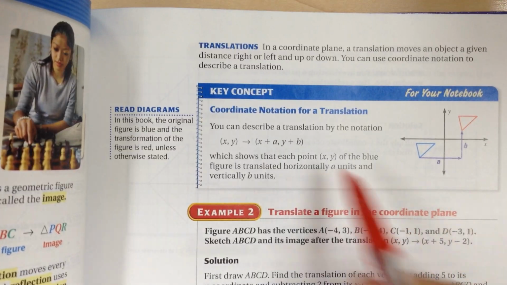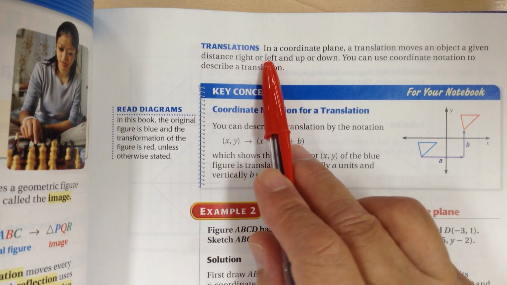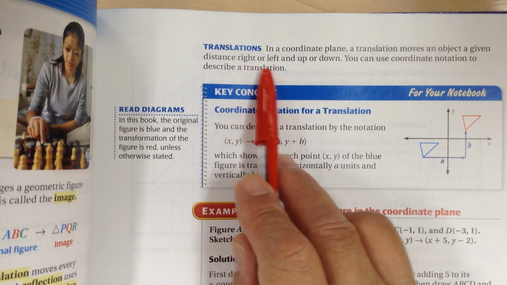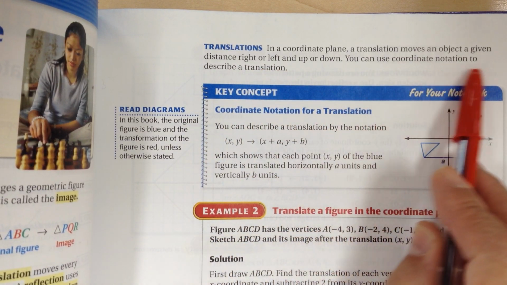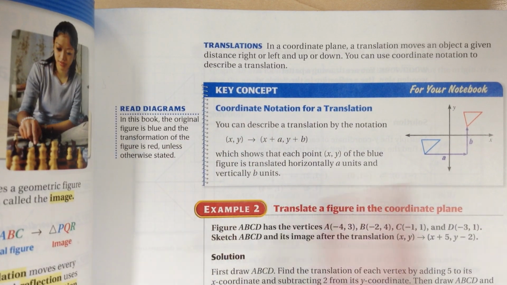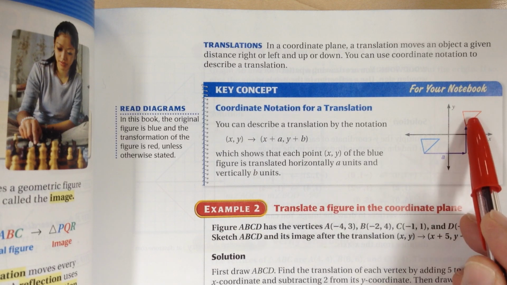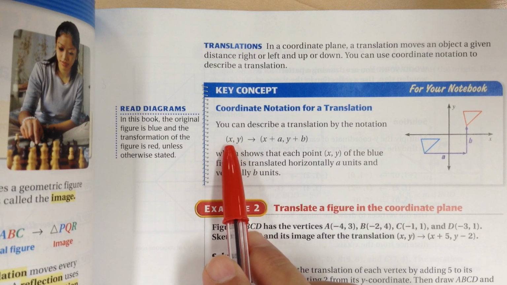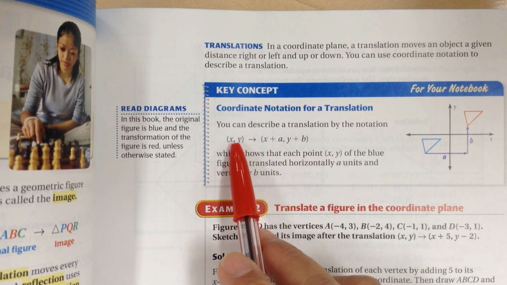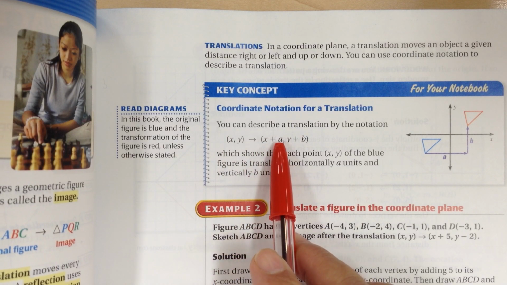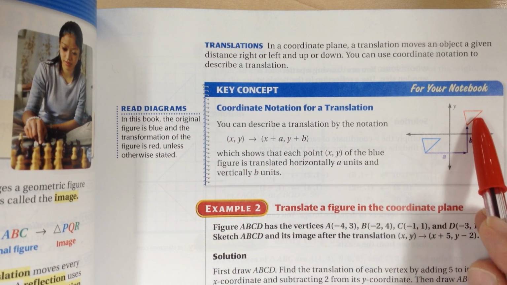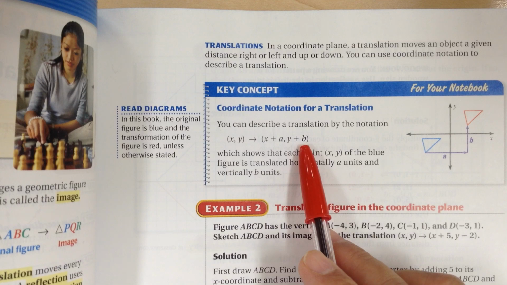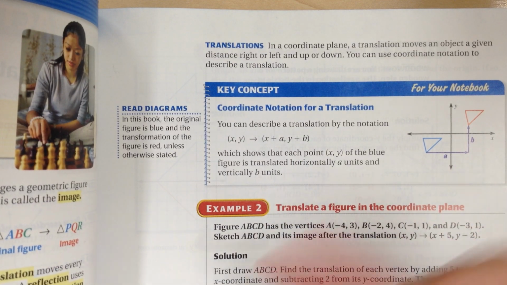So let's go to page 273. Translation. In a coordinate plane, a translation moves an object a given distance right or left and up or down. You can use a coordinate notation to describe a translation. Notice you slide over and up. When you slide over, you change the x, so x becomes x plus a. This tells you that you move to the right by the a amount. Going up and down is the y, so when you go up it will be plus b. And if it goes down, you subtract.